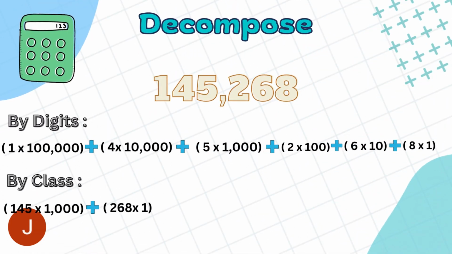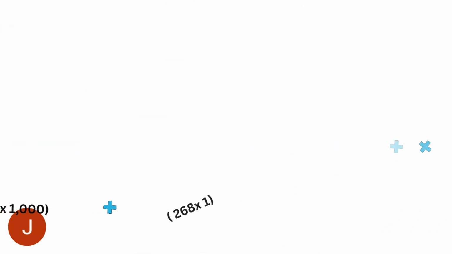So as you can see, this number, 145,268, is decomposed in two ways. By digits, this is the answer, and by class, this is the answer.